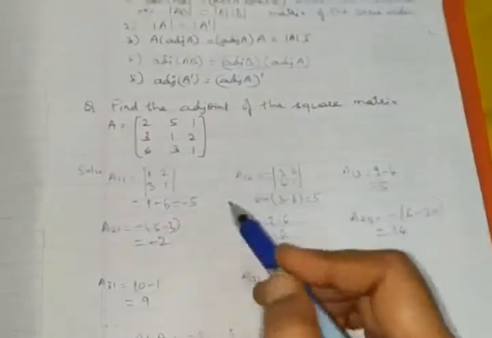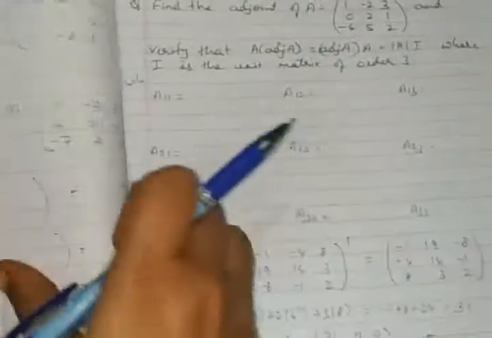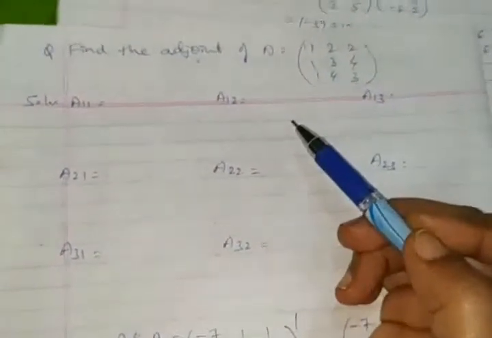So this question, find the adjoint, we have done it accordingly. To begin with, a few more numerical sums are to be done on adjoint. So one more question I have given here. Find the adjoint of A. The elements are given accordingly. Start performing it here.